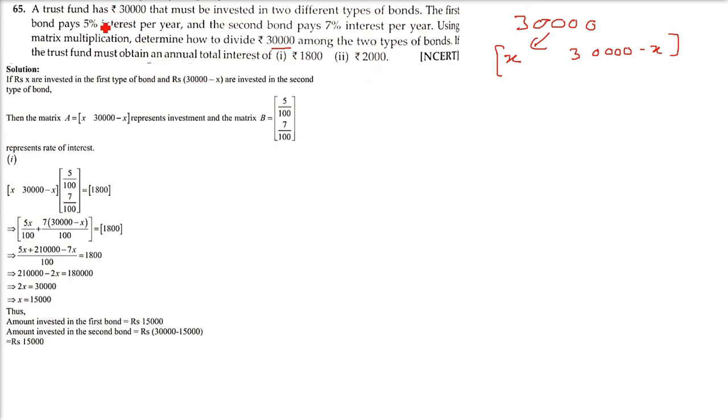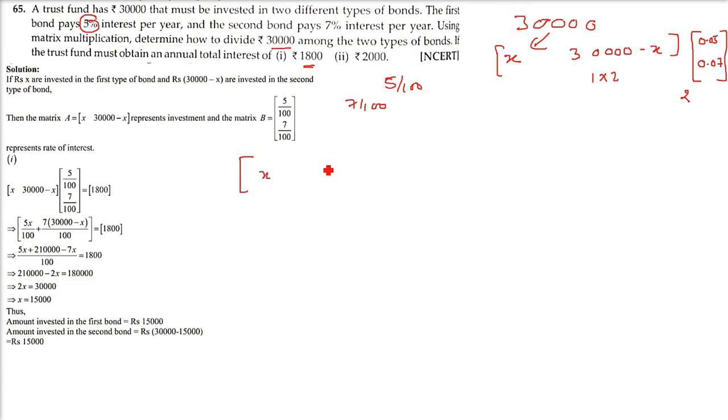This is the first matrix. Now there are 5% per year and 7% per year. The first matrix is of order one row, two columns. The second matrix has to be made such that the row number has to be 2, otherwise multiplication will not be possible. So 2 rows: one is 5 by 100, the other is 7 by 100, because this is the interest rate being given. You can write 5 by 100 as 0.05 and 7 by 100 as 0.07, but that will restrict our multiplication. You will see just now.